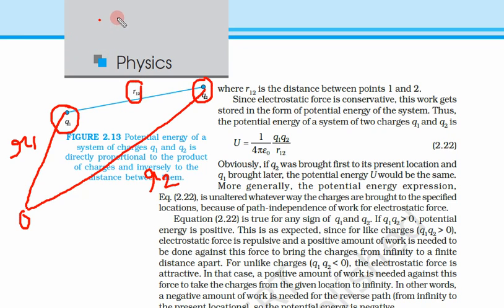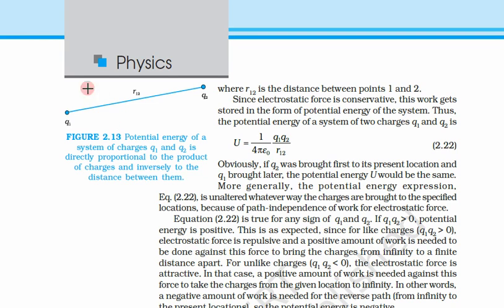There could be another point P at which we can find the potential. The distance of this point P from charge Q1 is R1P, and the distance from Q2 is R2P. So this is a simple diagram: two charges, distances from the origin r1 and r2, distance between them r12, and distances from point P, R1P and R2P. This is our simplest diagram.